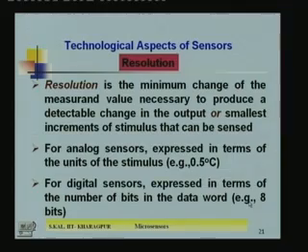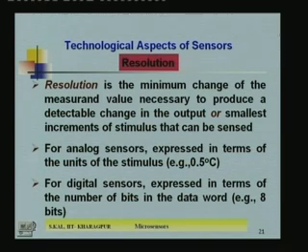The other parameter which you have to take care of is the resolution. Resolution is the minimum change of the measurand value necessary to produce a detectable change in the output, or the smallest increment of stimulus that can be sensed. What is the minimum amount of input signal which can give you a detectable output at the desired energy level which you are looking for? Okay. So, that is the resolution.